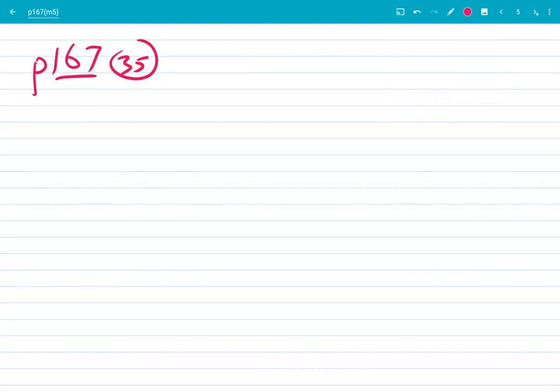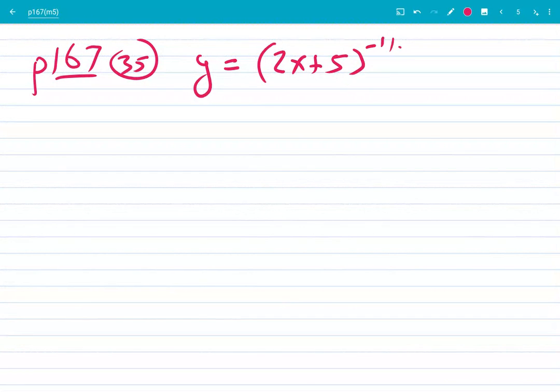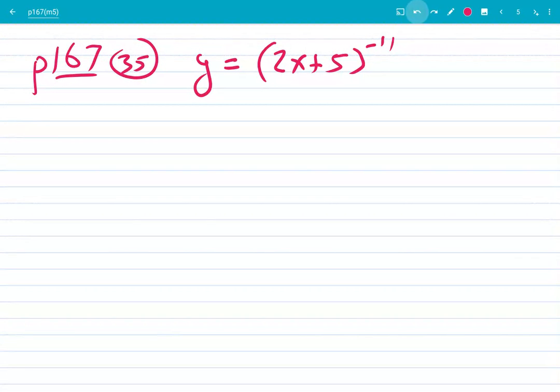Okay, so 35 says, find dy/dx and the second derivative and first derivative. Okay, so if y is (2x plus 5) to the negative 1/2, in other words, 1 over the square root of 2x plus 5, if they gave it to you in that form, you would just rewrite it this way. If they said, what's the derivative of 1 over the square root of 2x plus 5, you could do quotient rule or write it this way and then do power rule and chain rule and stuff.